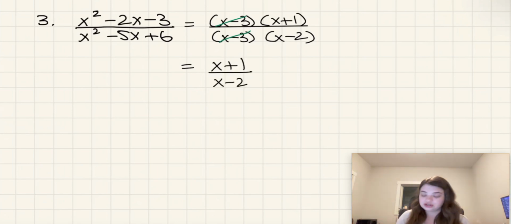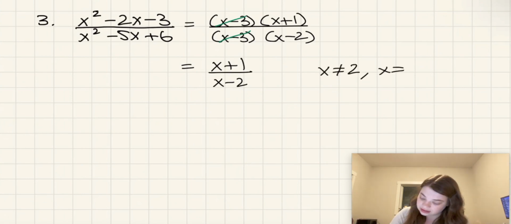And let's state our restrictions. Well, x cannot be 2, but also x cannot be 3 as well, even though we did cancel that out. Same thing as before. We do still have to account for the fact that x minus 3 was a factor in a denominator at one point here.